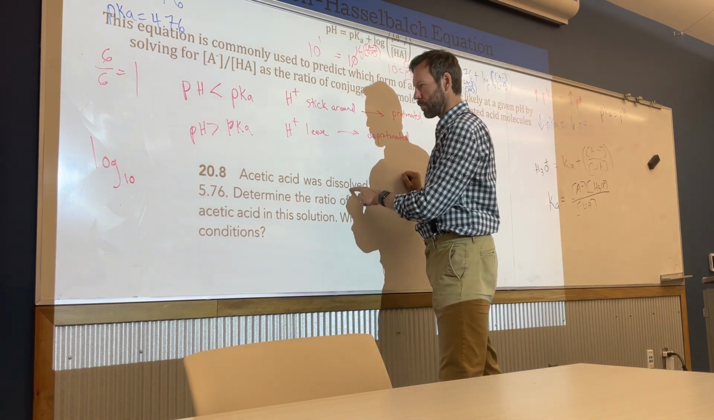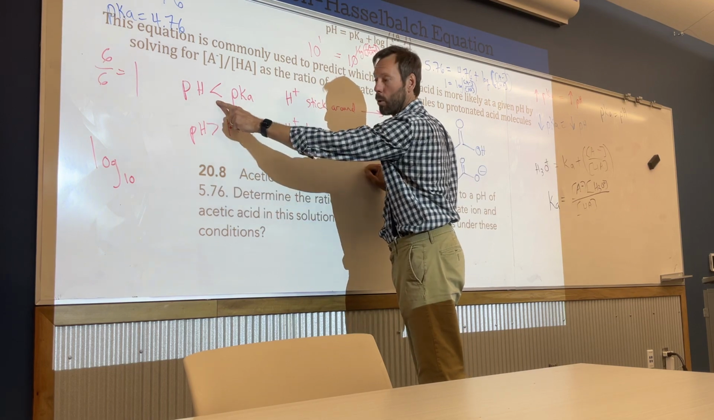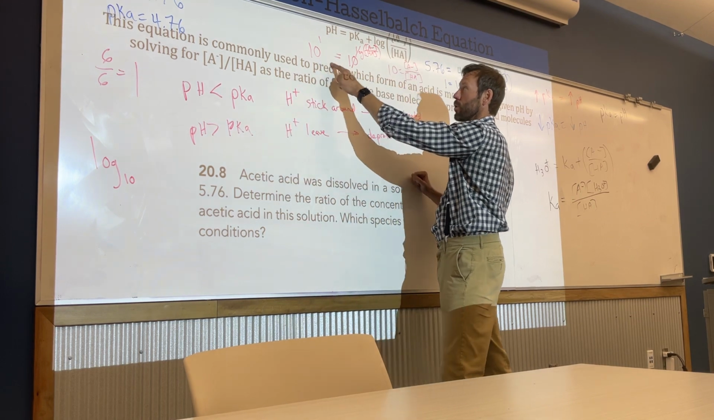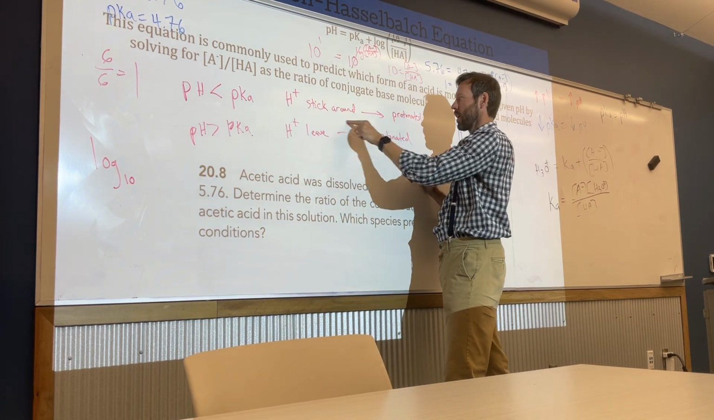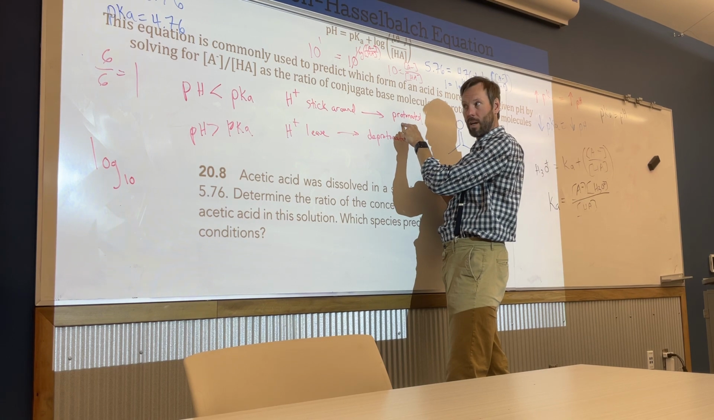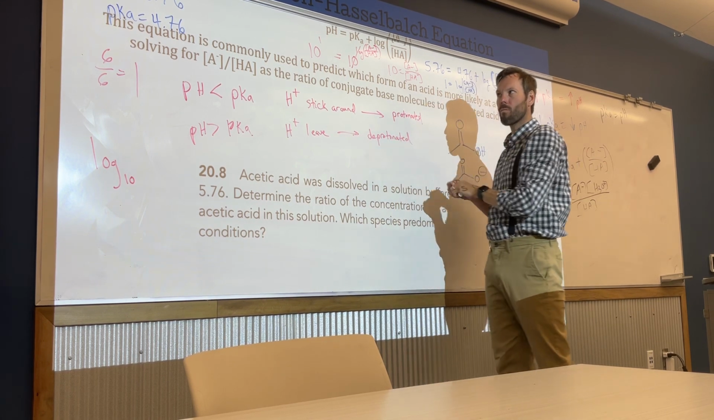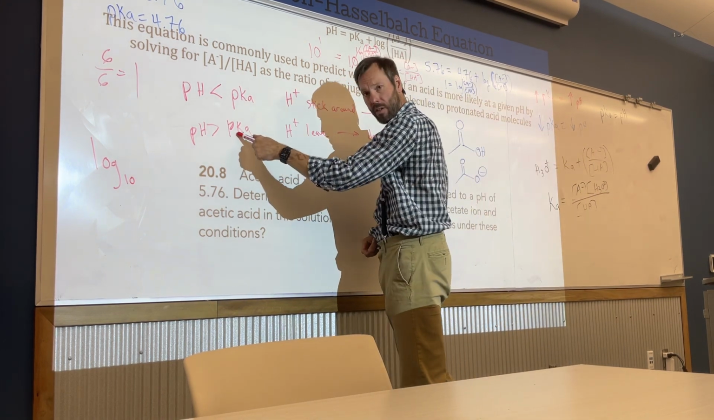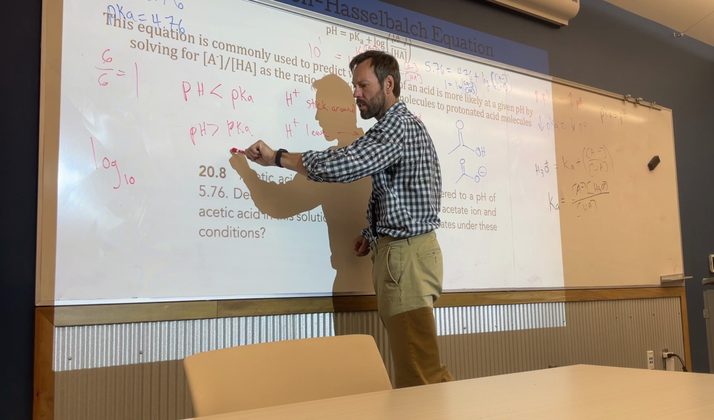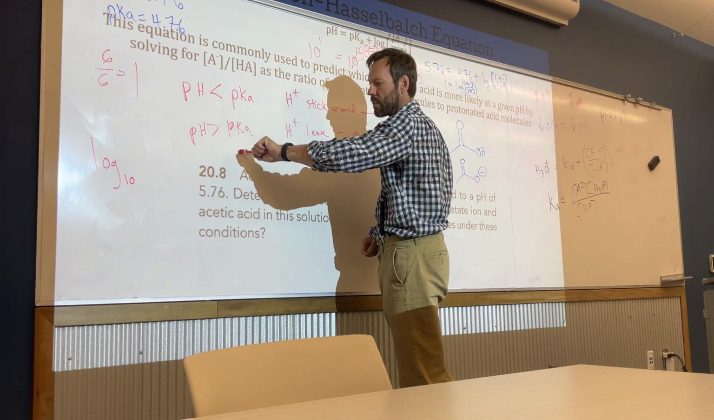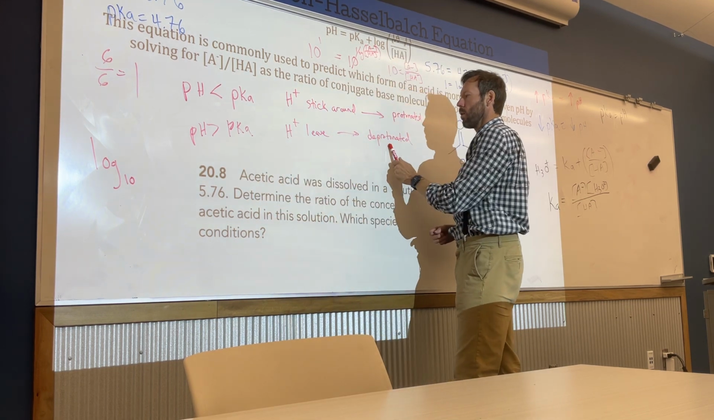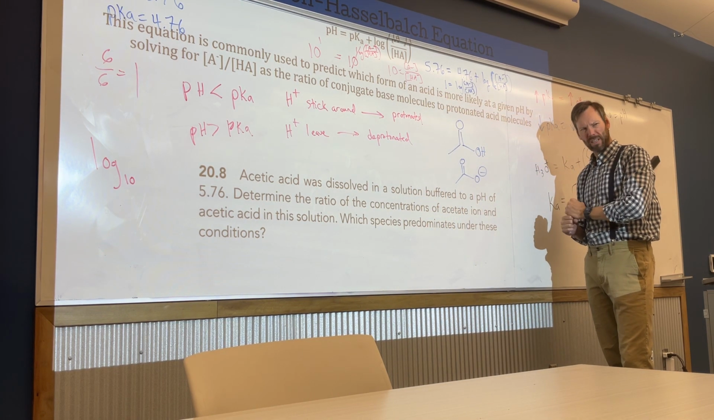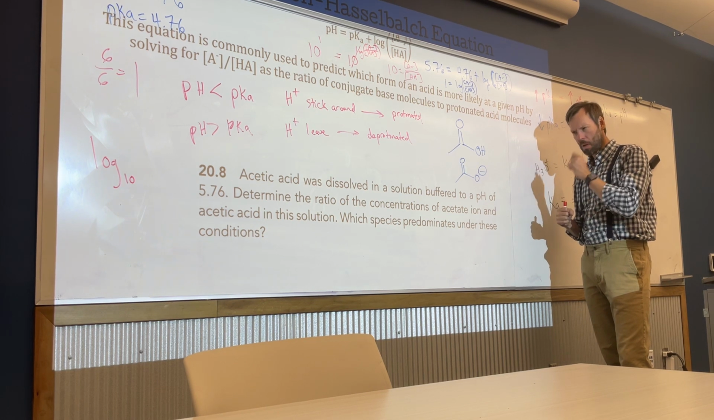If we then took this pH and started lowering it, then we'll start changing that ratio, and we'll start getting more of the protonated form. But in this case, the pH was higher than the pKa, 5.76 versus 4.76. Make sense? Yeah? Okay.